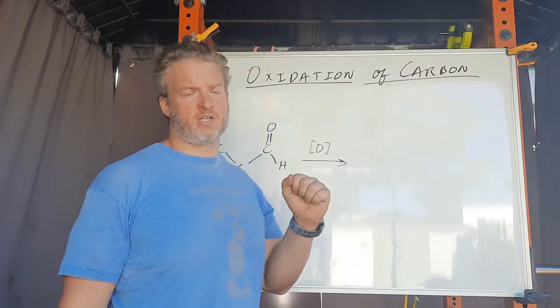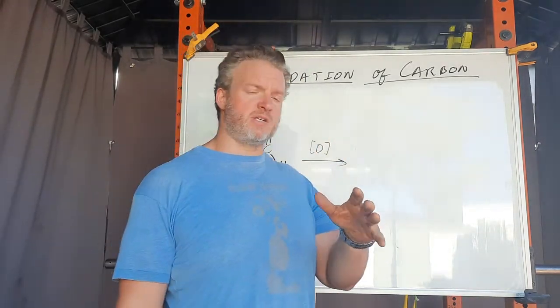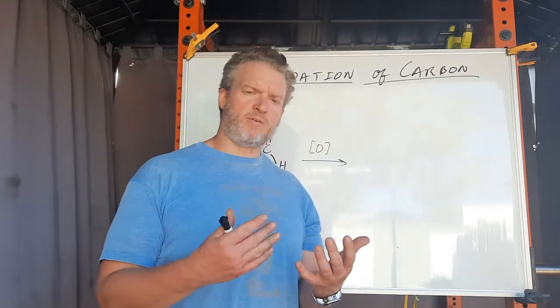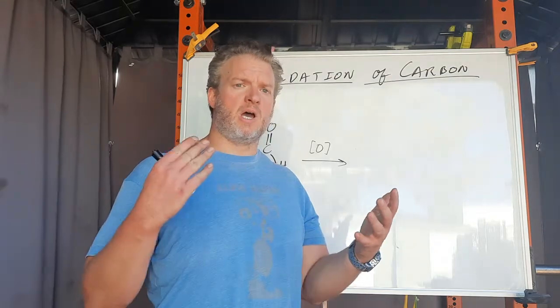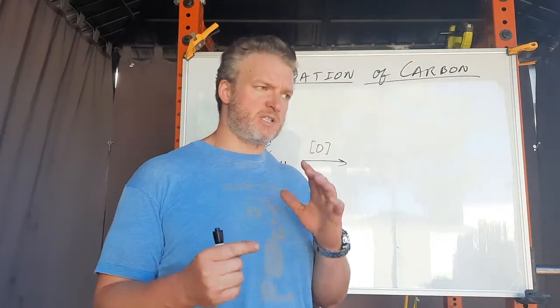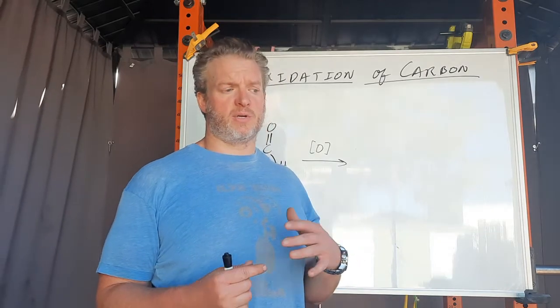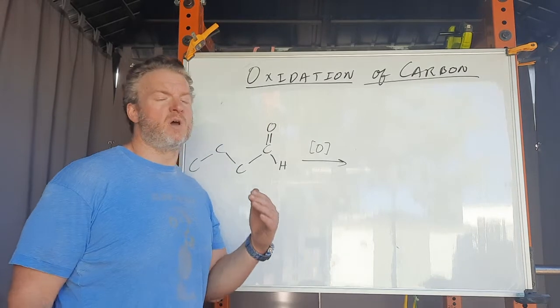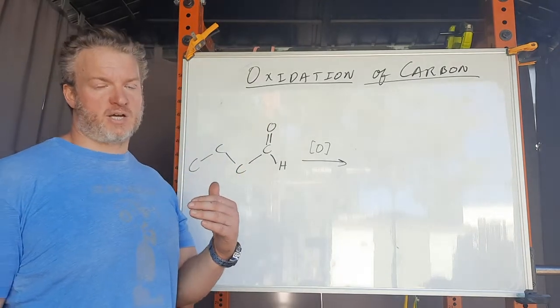I want to talk about some basics of organic chemistry concerning the oxidation of carbon. Oxidation is the loss of an electron. In organic chemistry, we focus a lot on carbon, hydrogen, nitrogen, and oxygen. So when we discuss the oxidation of carbon, we are talking about the loss of an electron, and that's concomitant with an addition of an oxygen bond.